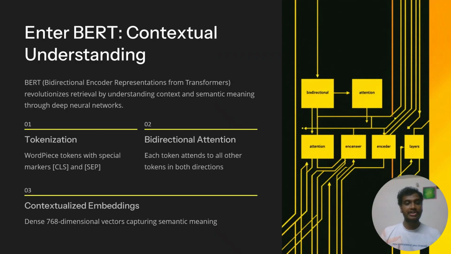Enter BERT: contextual understanding. Finally, BERT. What does it stand for? It stands for Bidirectional Encoder Representations from Transformers, a model made by Google in 2018. What makes BERT amazing is that it reads sentences both ways, from left to right and right to left. So it actually understands the context.